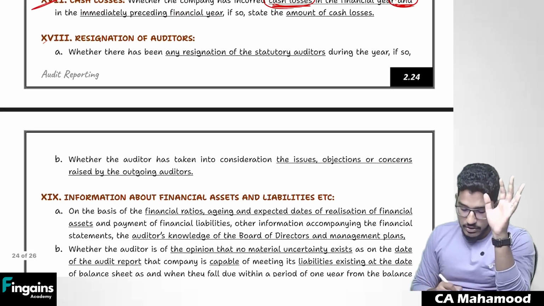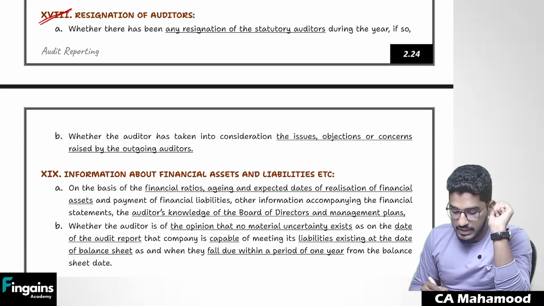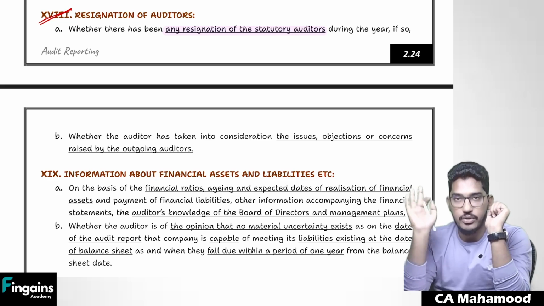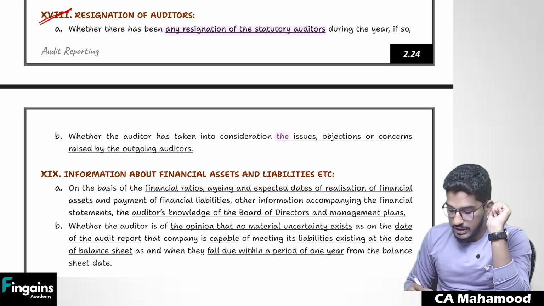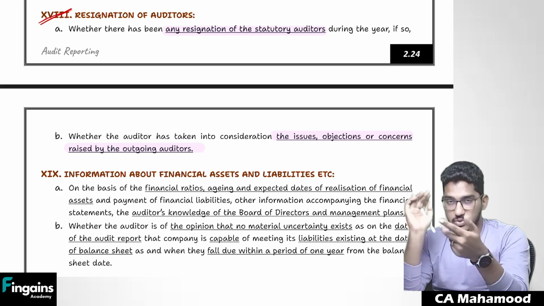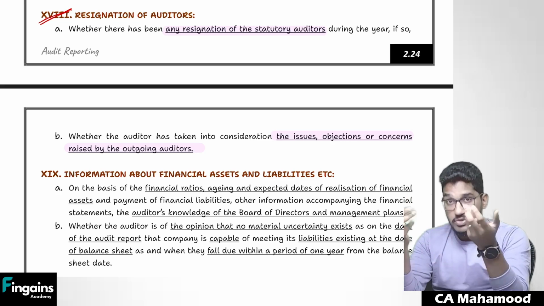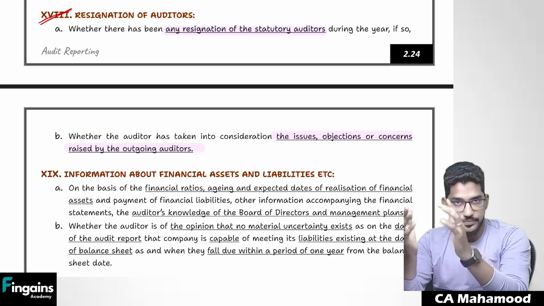Now, coming to clause number 18, resignation of auditors. You have to comment whether there has been any resignation of the statutory auditors during the year. If so, you need to consider the issues, objections, or concerns raised by the outgoing auditors. Because of what reasons they have resigned, because of what objections, because of what issues they have resigned, you need to consider that as well.